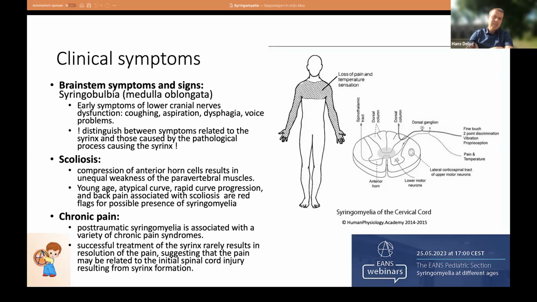Chronic pain is a difficult one. There are a lot of pain syndromes related to post-traumatic syringomyelia, but the problem is that once the syrinx is successfully treated surgically, meaning that it reduces in size, still often the pain will remain. So most of the time the pain is more related to the initial injury and the injury that the medulla has suffered, instead of the syrinx compressing.